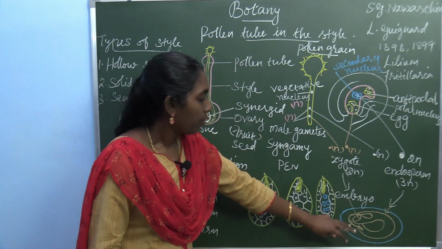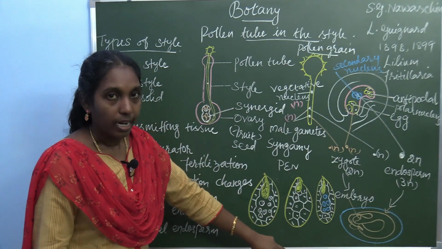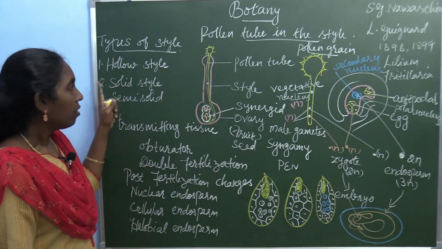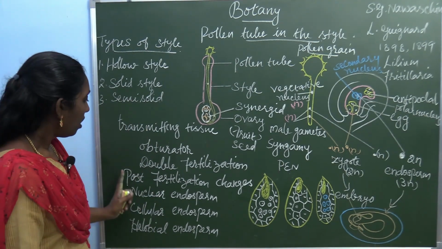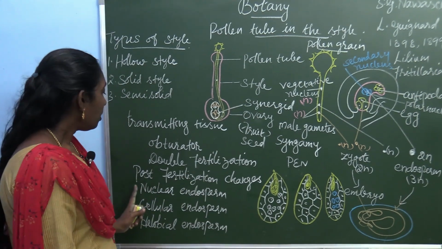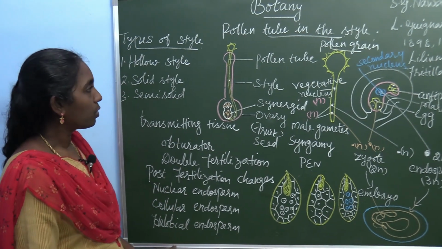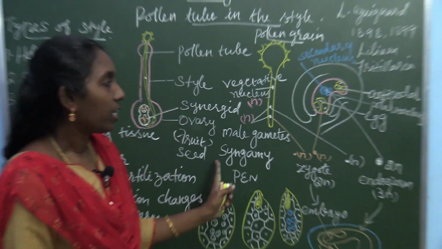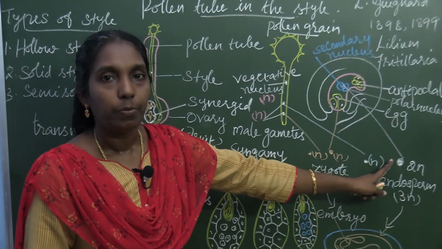So, up to this you have learned in this class. All these questions: the first question starts from types of style, a 5 mark question, then post-fertilization changes, then types of endosperm, and this one, double fertilization and triple fusion.